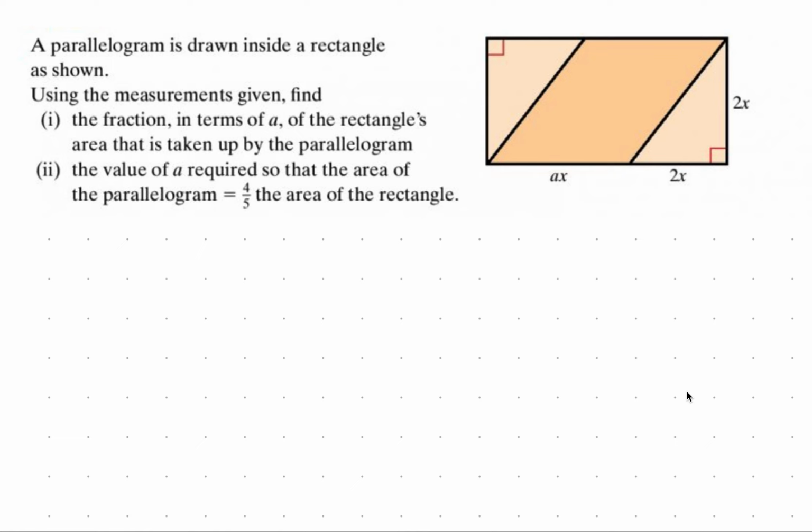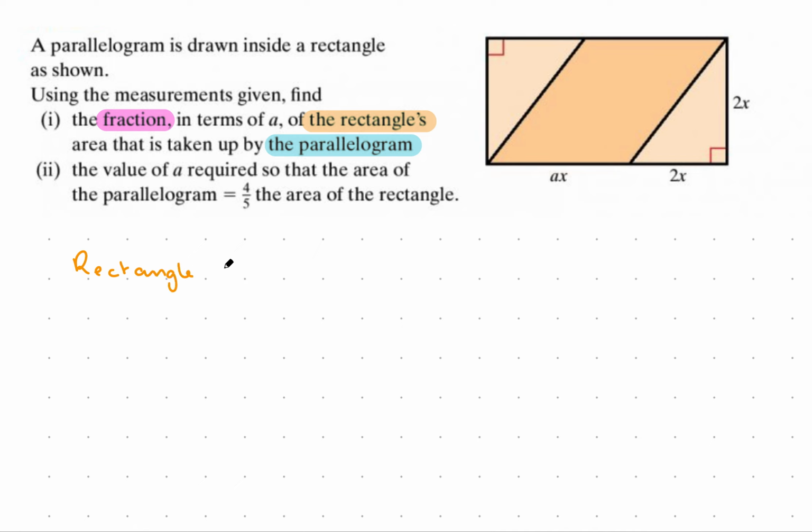Using the measurements given, find the fraction in terms of a of the rectangle's area that is taken up by a parallelogram. Okay, so there's a few things that we actually need to do to be able to answer this first part. They want us to get the fraction, so our answer should be written as a fraction of the rectangle's area. So I need to find the rectangle's area and the parallelogram's area. I'm going to start out with finding the rectangle's area because that's something I know how to do from junior cert, maybe even from primary school.